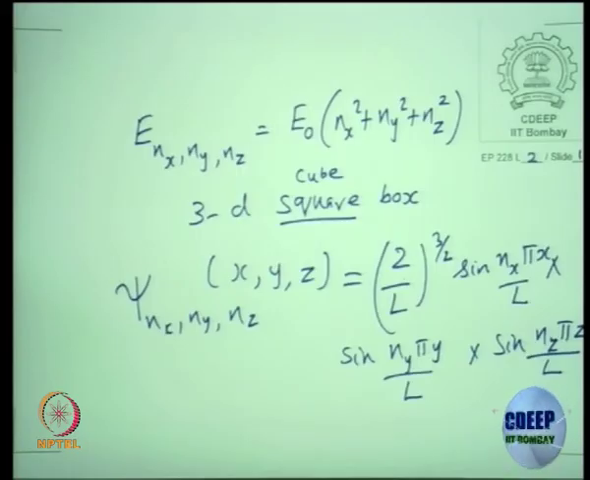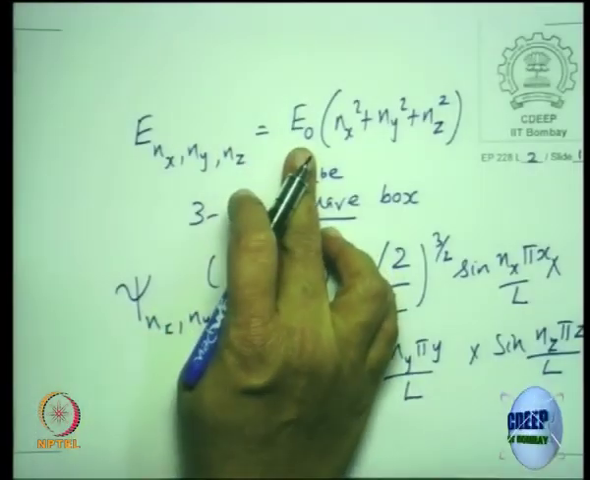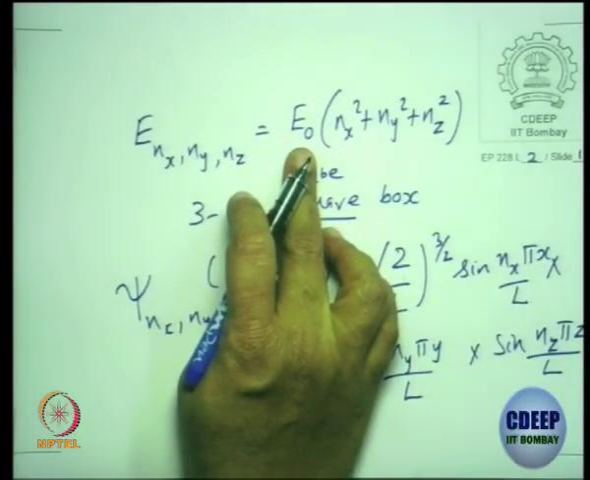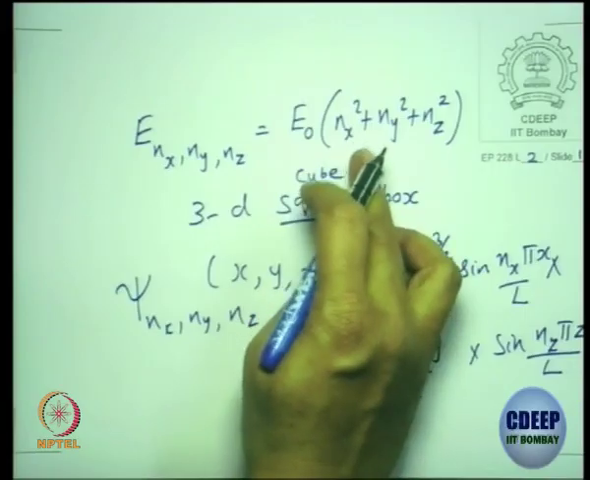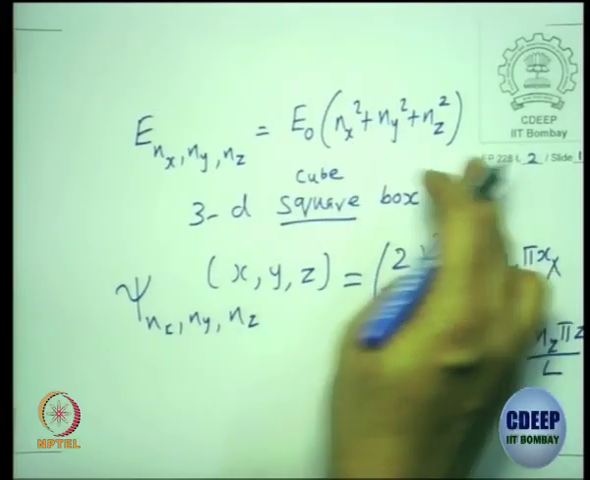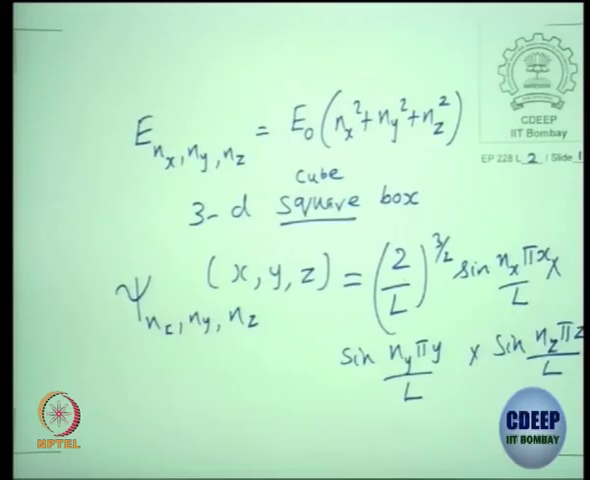What will be the modification if you try to put it in a kind of a cuboid with length, breadth, height to be L1, L2, L3? You have to accordingly modify these things. If you do the modification, this E naught cannot be written as a universal E naught. You have to appropriately put 1 by L1 squared, 1 by L2 squared, 1 by L3 squared. And there is no symmetry in that case, that can only be accidental coincidence of total energy.